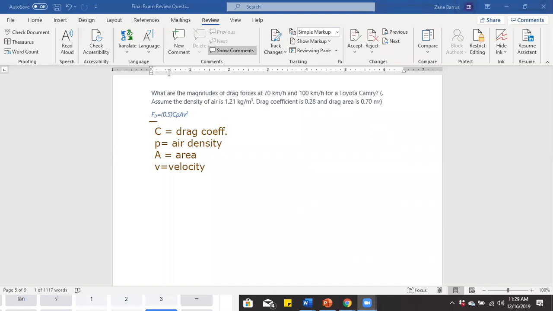So let's go ahead and plug in what we know. They're giving us a velocity right here. But remember, we need velocities always to be in meters per second, so we'll need to work with that a little bit. They're telling us that rho is 1.21, that C is 0.28 and that A is 0.70. So basically, we're giving you much of everything you need to solve this problem. The only thing that needs to be challenging a little bit is just remembering to convert 70 kilometers per hour into meters per second. So let's do that real quick.